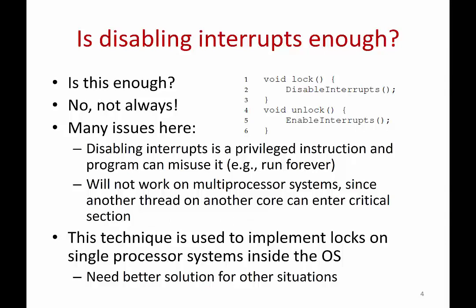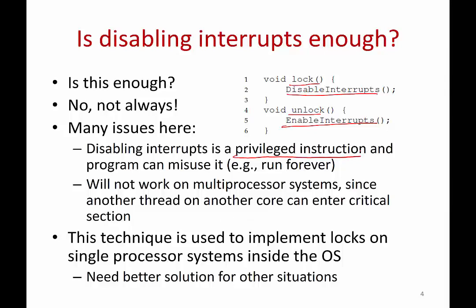For example, can your lock function simply be disable interrupts? Don't disturb me. It's like putting a do not disturb board on the door, and the unlock function will reverse that. It will say, okay, I'm done. You can interrupt me now. So is this enough? The answer is not always. It's not enough to just do this in your programs whenever you want to lock and unlock, for several reasons. The first thing is that disabling and enabling interrupts is a privileged instruction, and you don't want user programs to have this kind of power all the time.